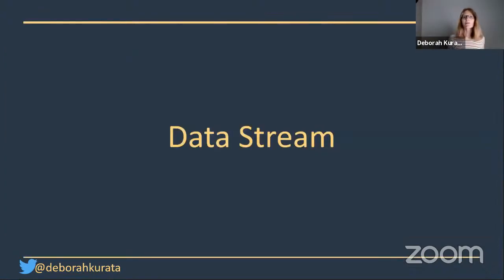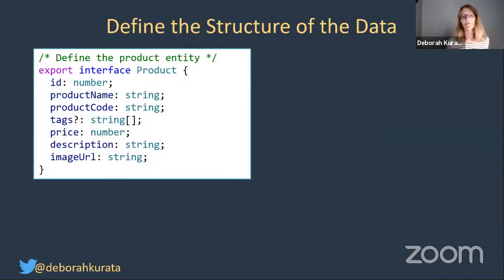So how would we build the data stream for that application? Well, of course, the first thing that we do is define the structure of the data using something like an interface. So here's our interface for our product. We have an ID, product name, and so on. So those are all of the elements for the product entity.